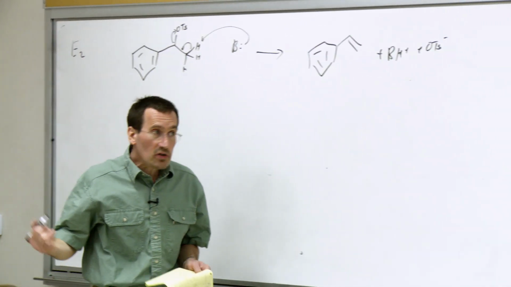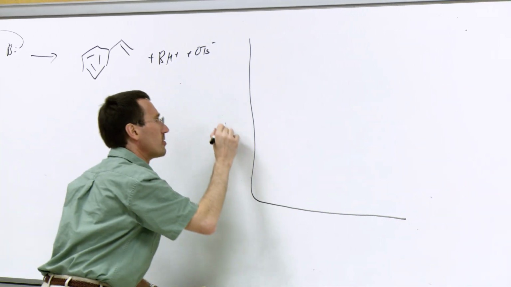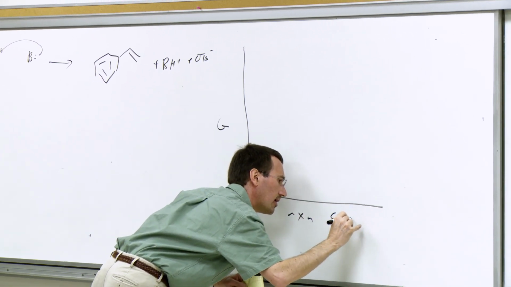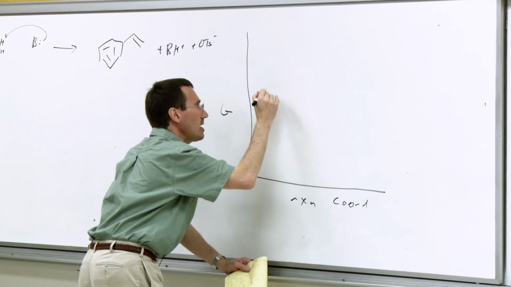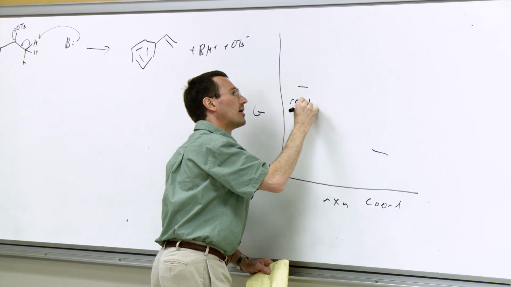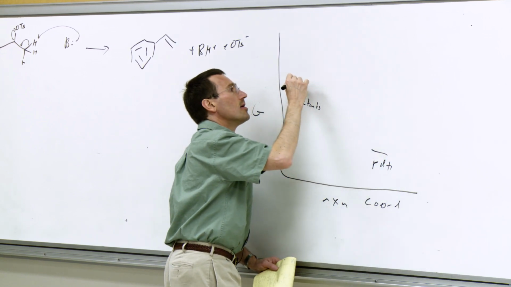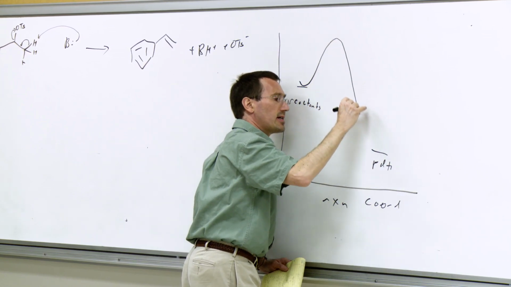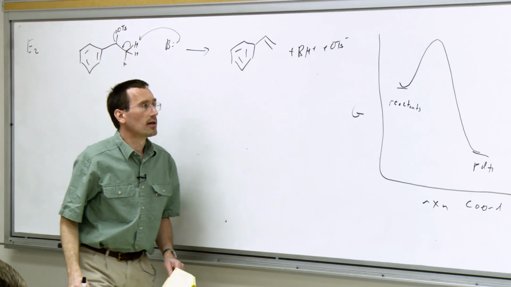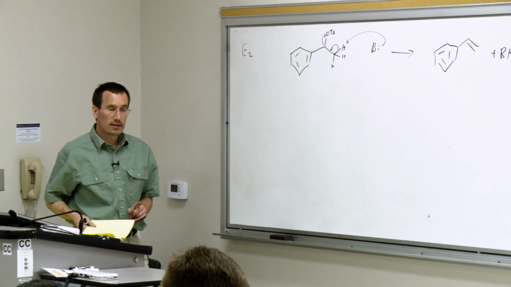And now, we've talked about this before. You have a very different free energy diagram. You have your reaction coordinate. You have your free energy. You have your reactants, you have your products. But now you have no intermediate.